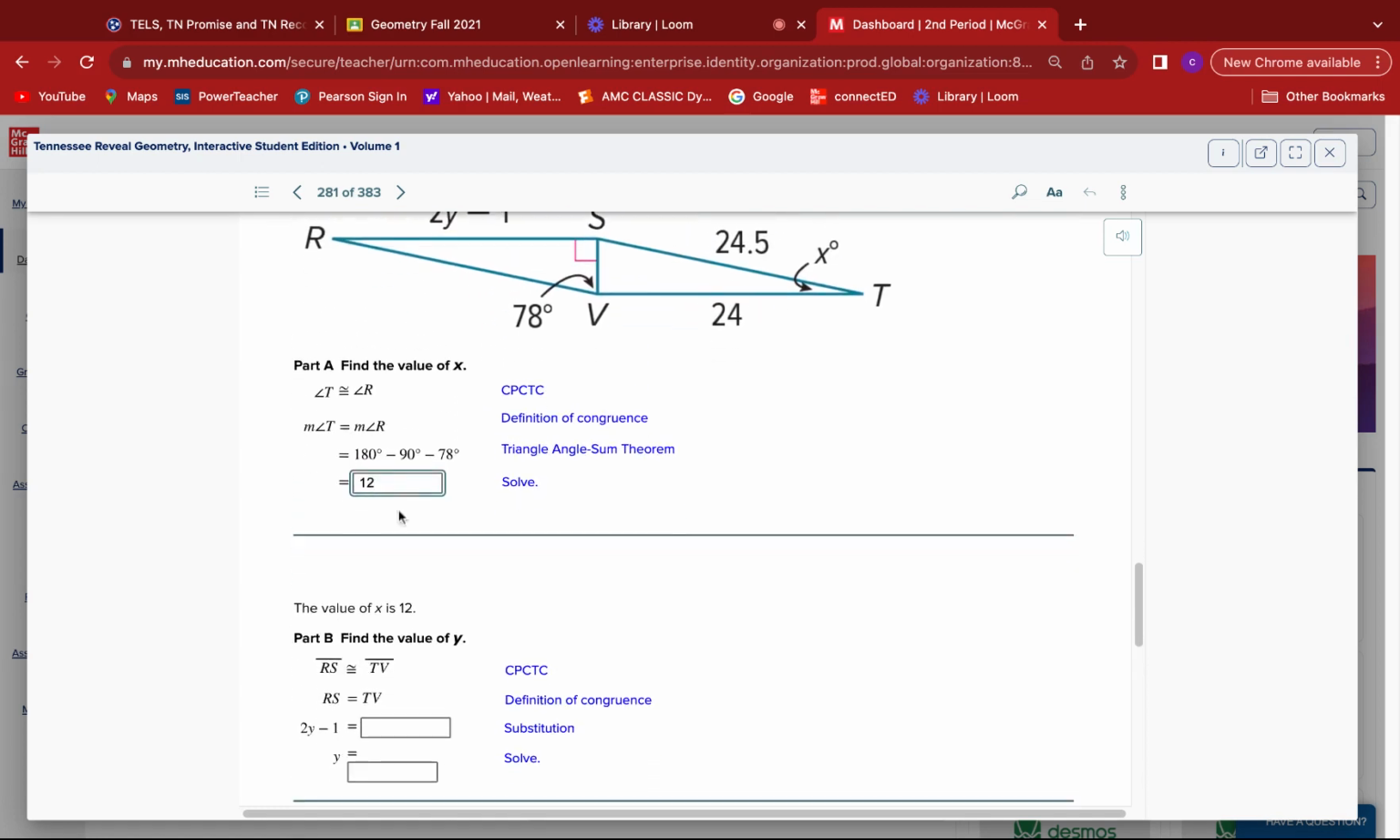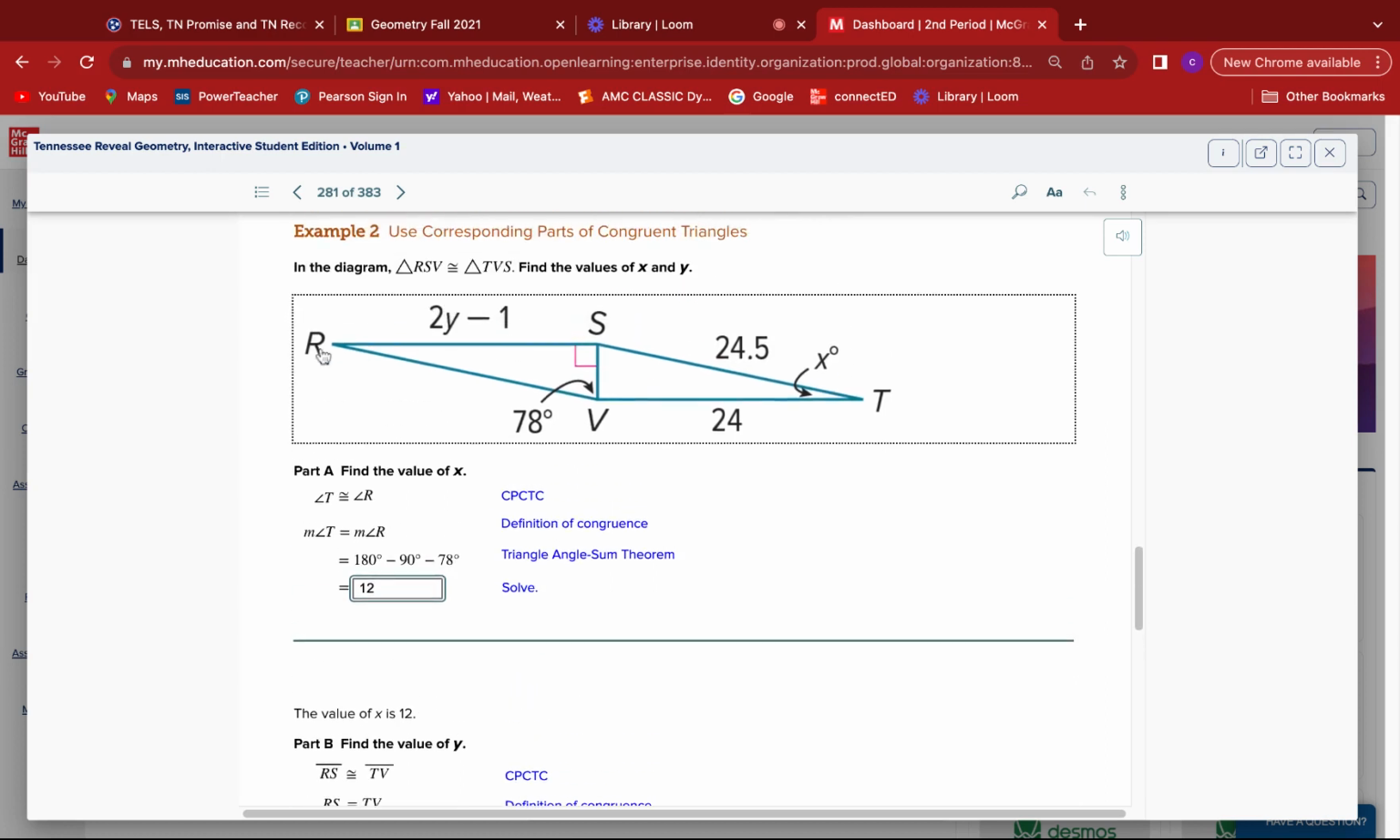All right, so there we go. X is 12. Now we're going to find Y. Y is a side, and it is the side from R to S. R to S is your first and second letter, and it will be congruent to the first and second letter on the other triangle, which is TV, and that's going to be equal to 24. So to figure out this Y, we're going to set 2Y minus 1 equal to 24.